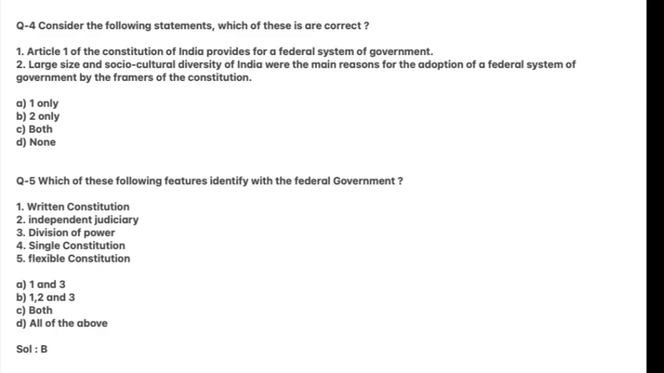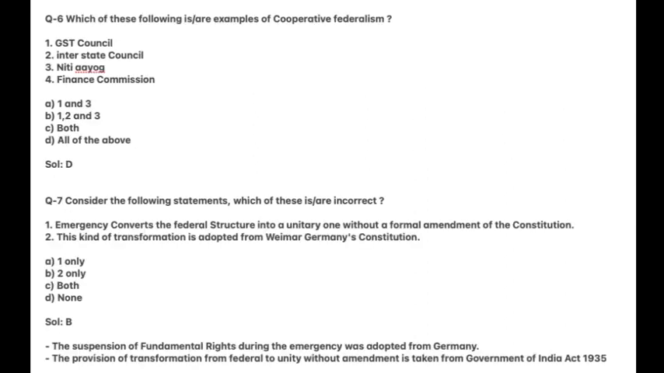Which of the following features identify with the federal government? One, written constitution; two, independent judiciary; three, division of power; four, single constitution; five, flexible constitution. Answer is 1, 2 and 3, so B. Next, which of the following are examples of cooperative federalism? One, GST Council; two, Interstate Council; three, Niti Aayog; four, Finance Commission. Answer is all of the above.